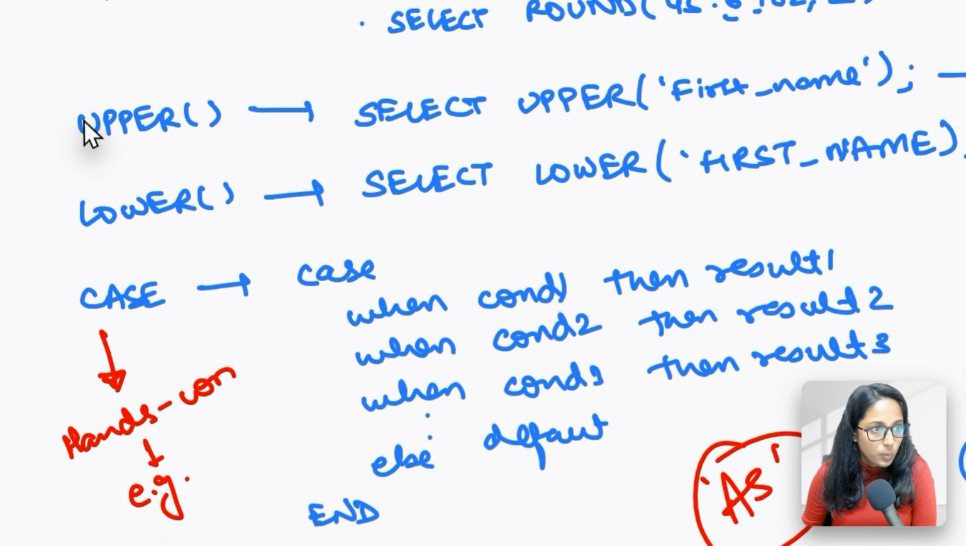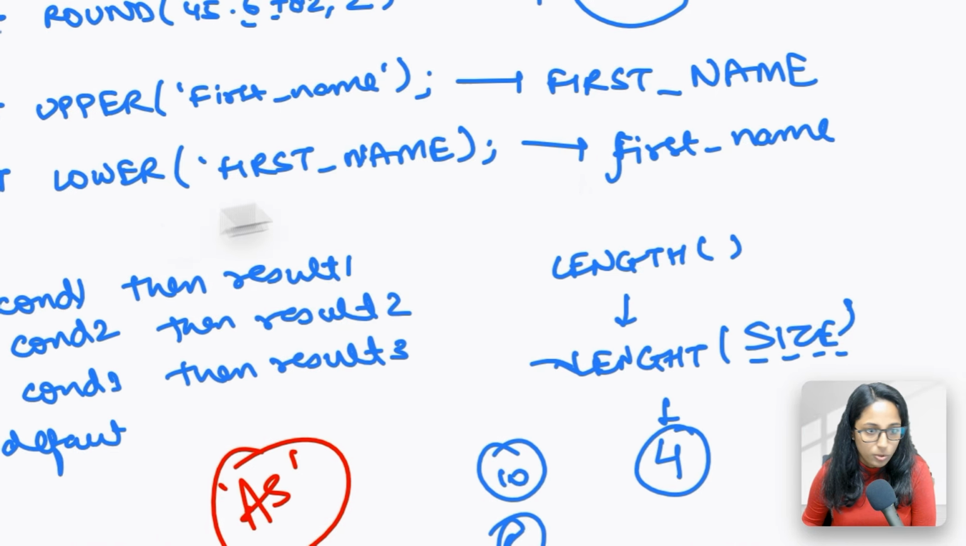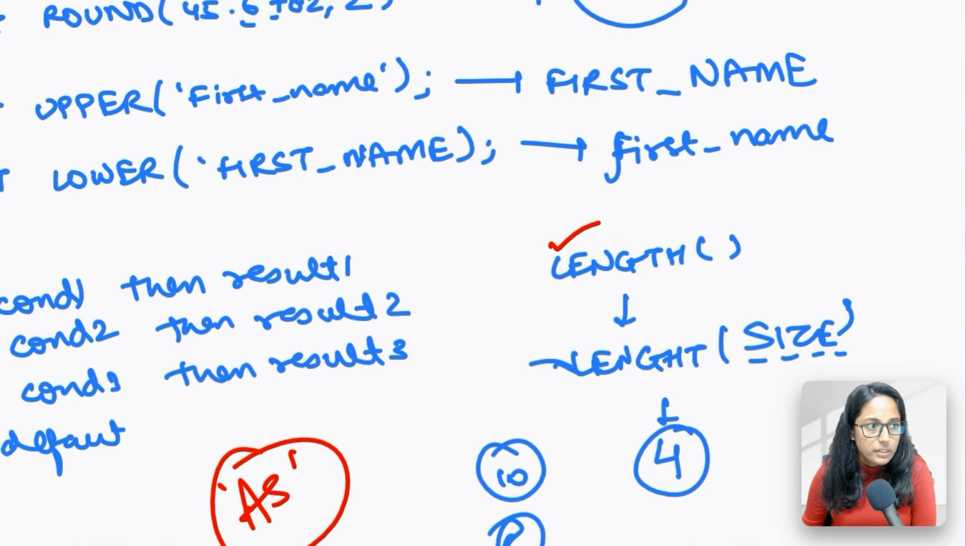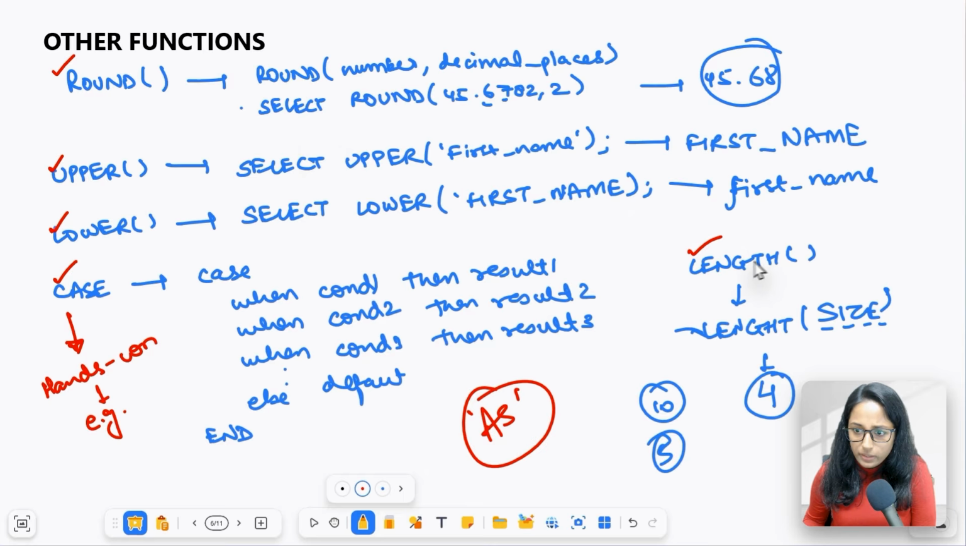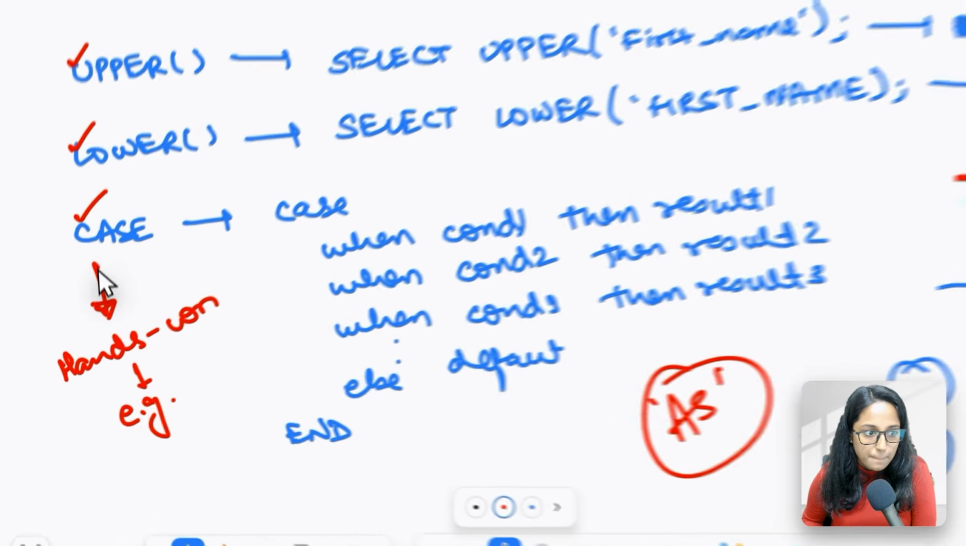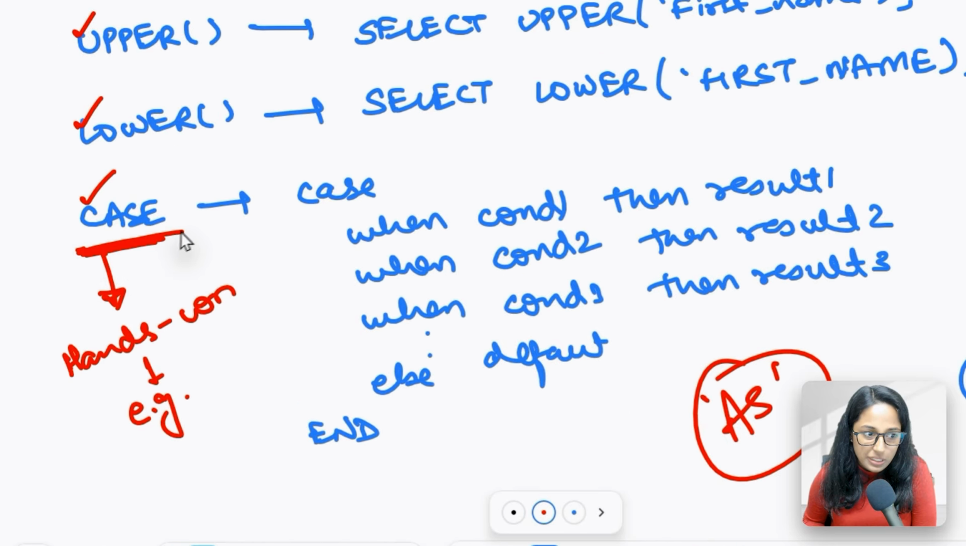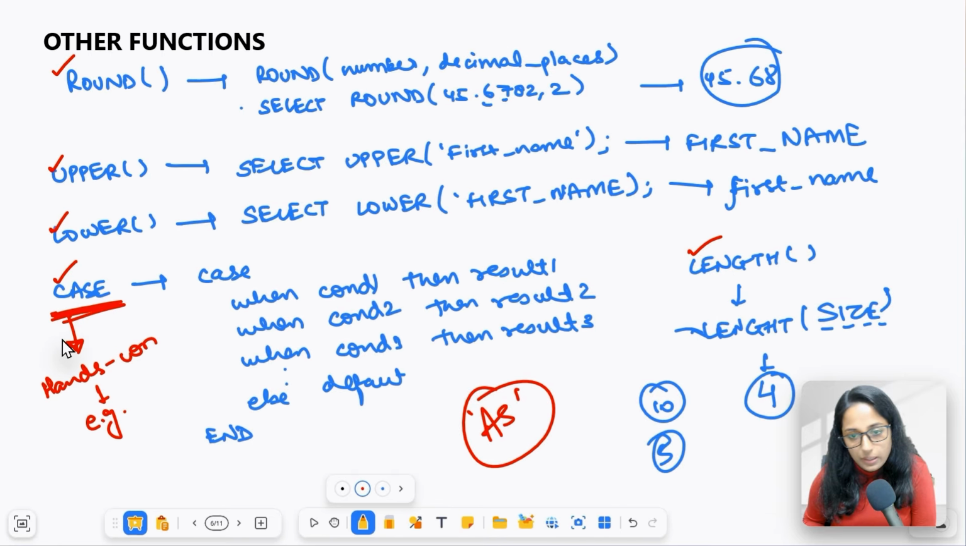So we covered 1, 2, 3, 4, and 5. These three and length were a little straightforward. But for the case one, as we mentioned, we will see it in the hands-on part, where we will try to execute the query for all the cases as well. It will be more clear when we write the query and see it practically.